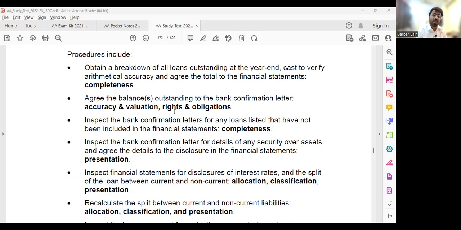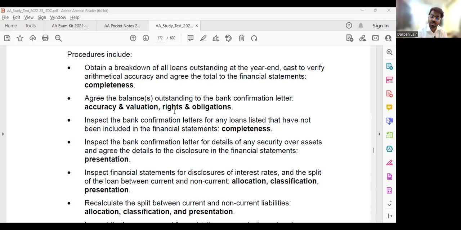Now, if the client has multiple loans, those multiple loans will not be listed separately in the balance sheet, right? If the client has different loans, those multiple loans will not be mentioned separately in the balance sheet. In the balance sheet, you are going to have a cumulative amount. You'll have an amount which includes all the loans put together.